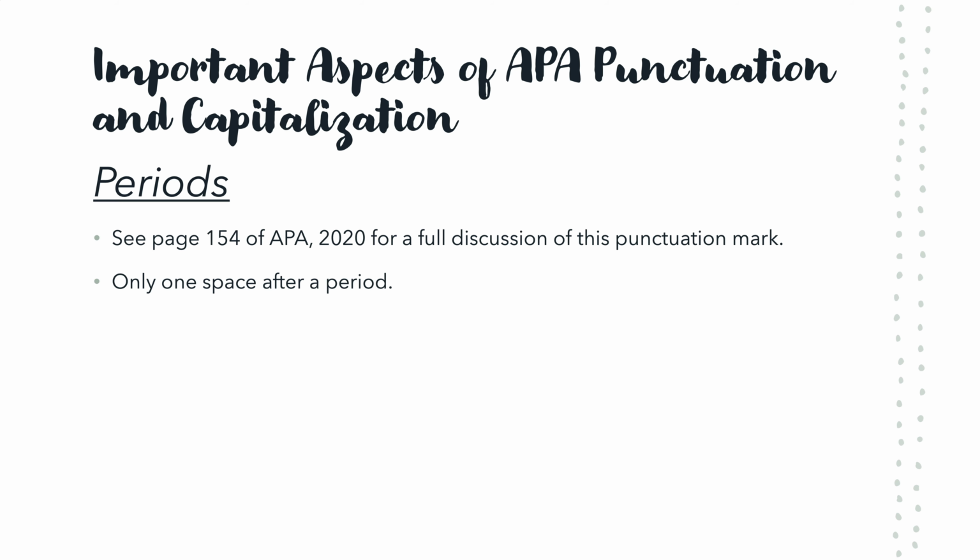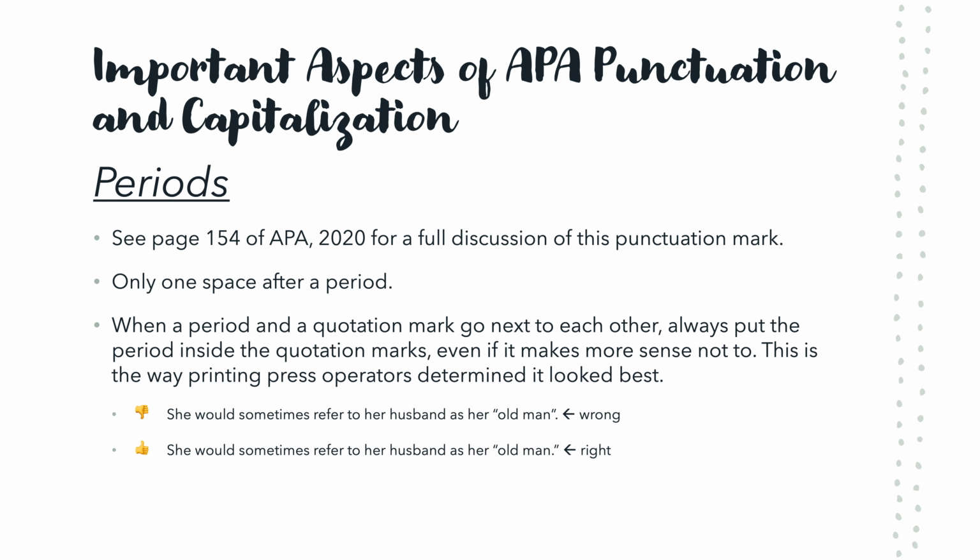One important thing to note is that APA 7 says that there's only one space after a period. I am old school and I always put 2 spaces after a period, and what I've decided is that I'm going to continue putting 2 spaces after a period, but when I'm done, I'm going to go through and do a find and replace and search for a period with 2 spaces and replace it with a period with 1 space. That's my compromise.